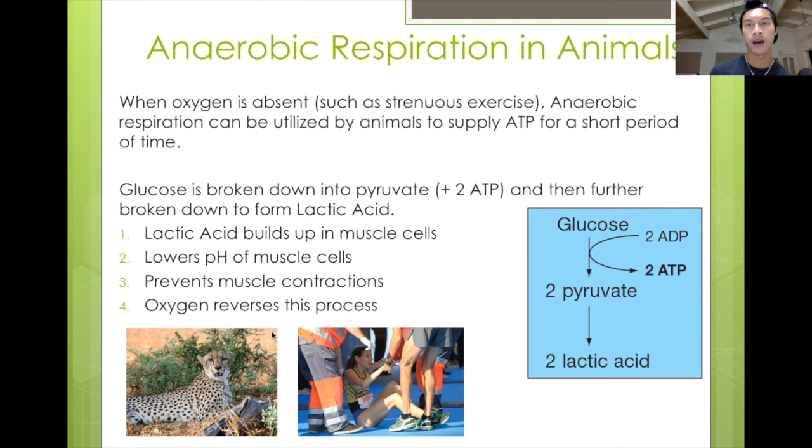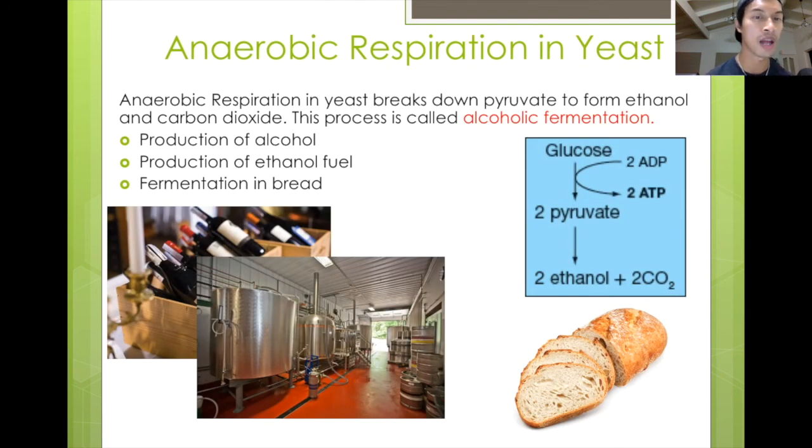Anaerobic respiration doesn't just happen in animals; it happens in other organisms as well. For example, in yeast, the pyruvate gets broken down, but instead of forming lactic acid as it does in animals, in yeast it forms ethanol, which is the primary ingredient for alcohol. The process is called alcoholic fermentation, and we use it to produce the alcohol that we drink, and also the ethanol fuel that we use for our cars.